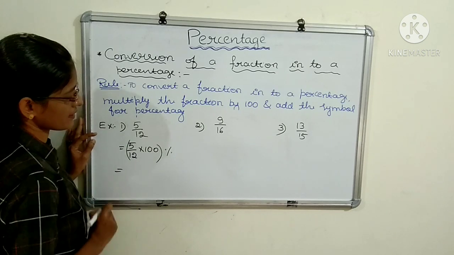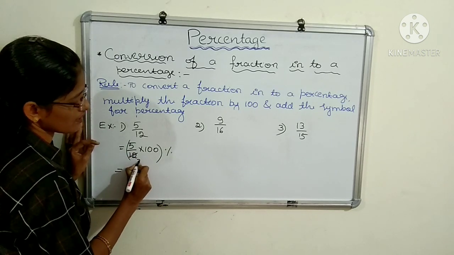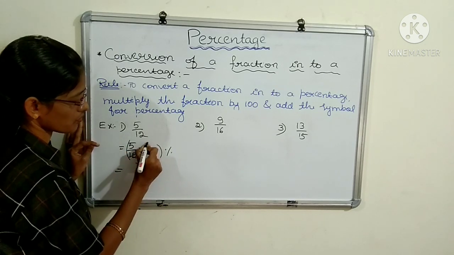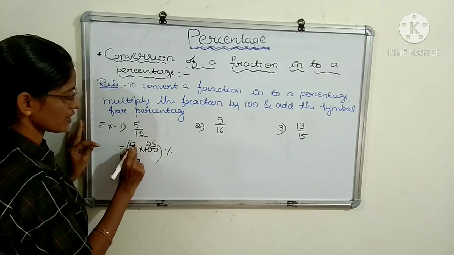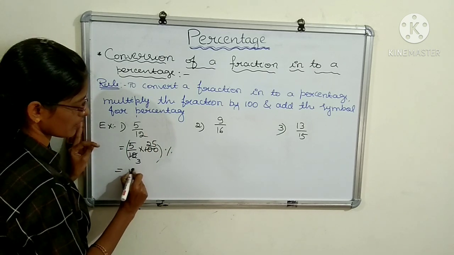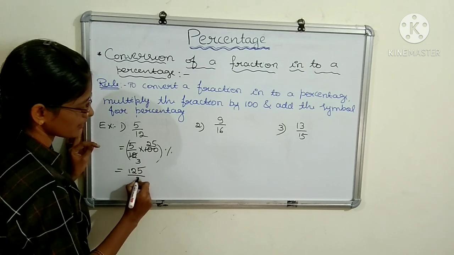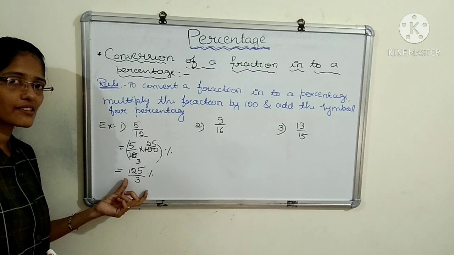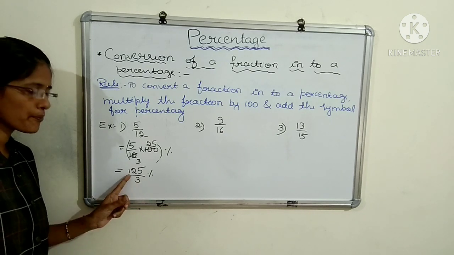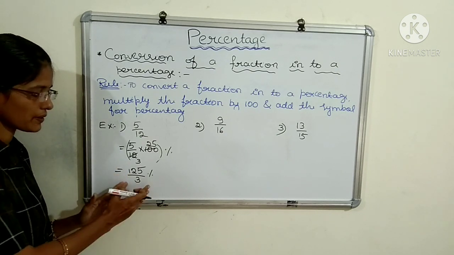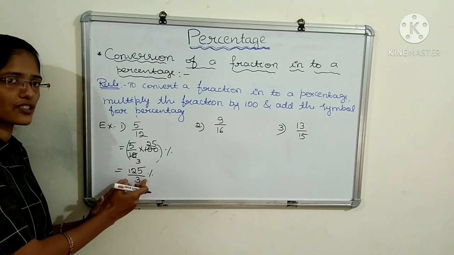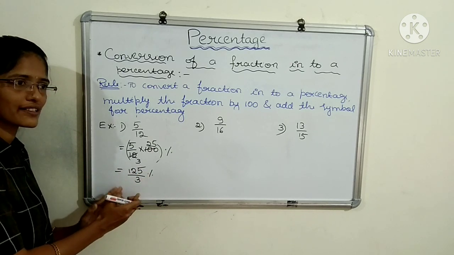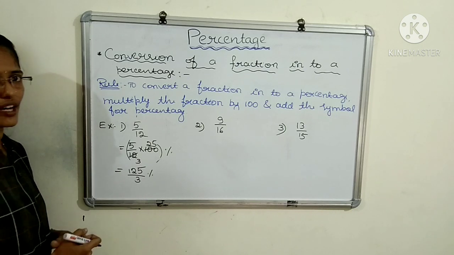Now simplify this. Here 4, 4 3s are 12. 4 25s are... 5 into 25, how much? 125. 125 by 3 percentage. Whatever answer we have got, it is an improper fraction. Don't keep it like this. Convert this improper fraction either into decimal form or mixed fraction form.